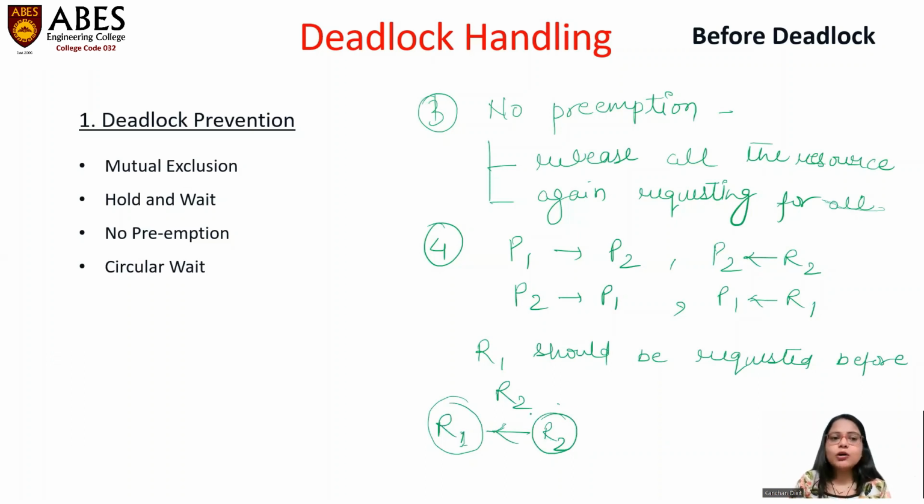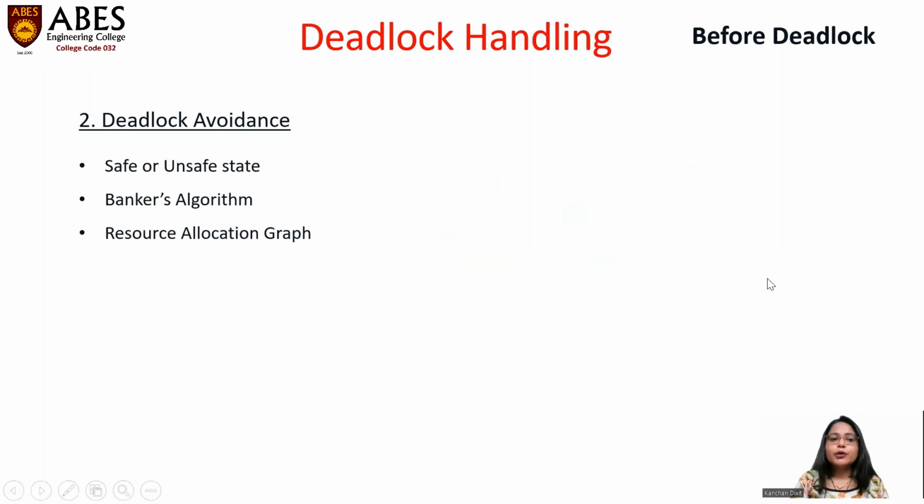So all four conditions can be avoided with the help of these methods. Now next, deadlock avoidance. In deadlock avoidance, we have three methods: safe or unsafe state, banker's algorithm, and resource allocation graph. The resource allocation graph we have already covered.